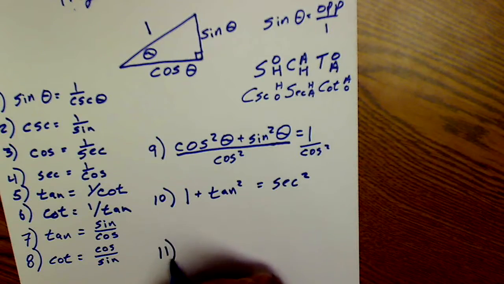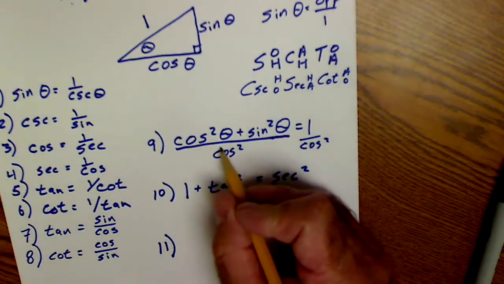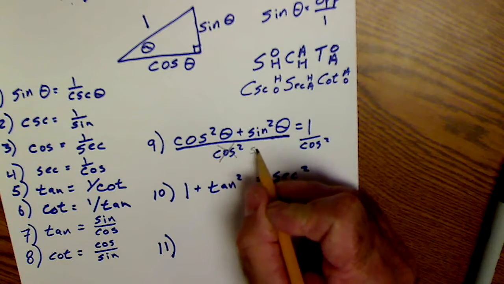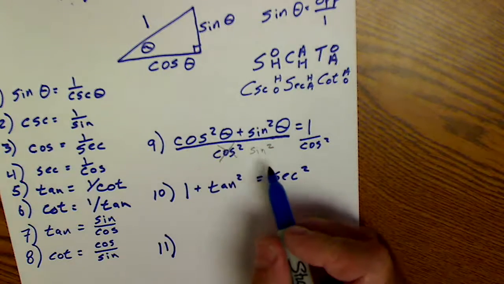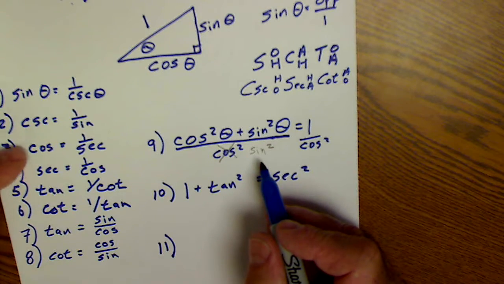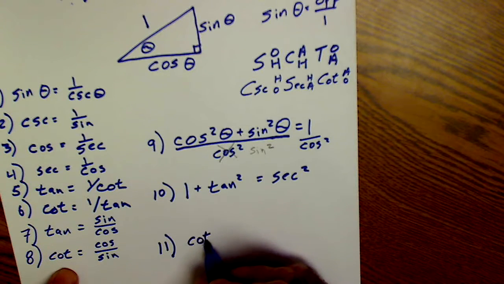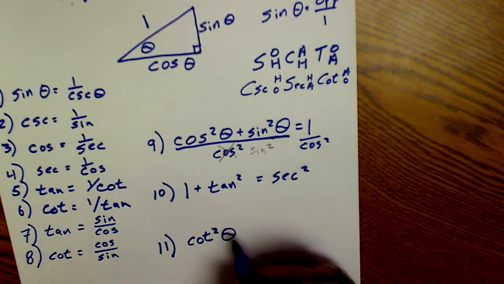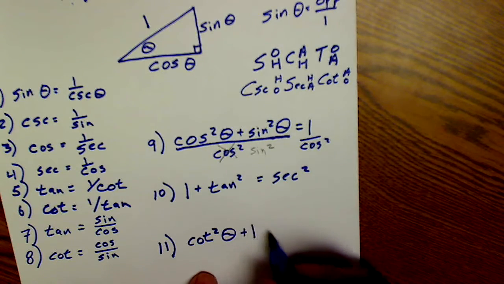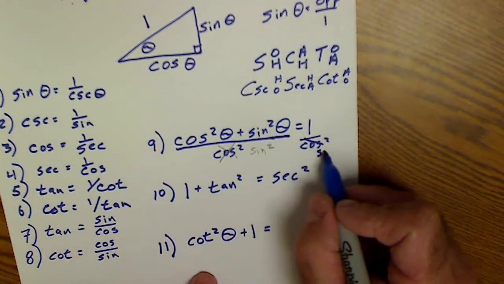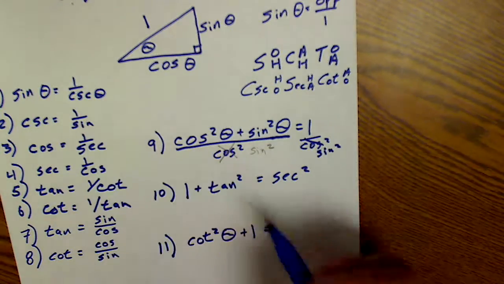And then my third Pythagorean identity is where I divide through not by cosine squared but by sine squared of theta. So I have cosine squared divided by sine squared. Cosine divided by sine is cotangent squared of theta. I get a little lazy keeping my thetas in there. Sine squared over sine squared is 1. 1 over sine squared is cosecant squared.